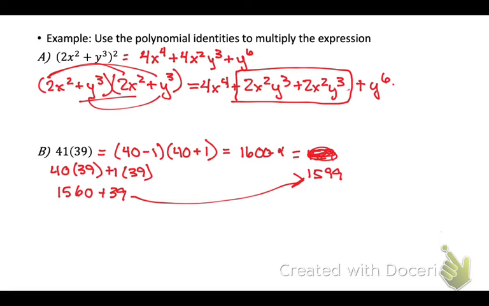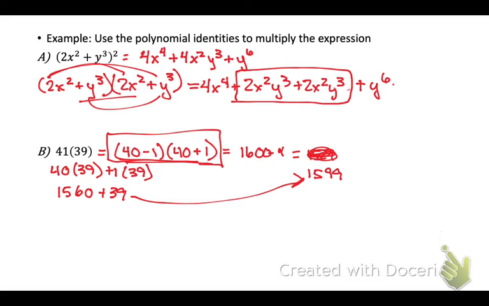Wait, the second one, can't you just do 40 times 40 and then take one away? That's what we did. Or 41 and 39. That's what you're doing. This is what you're doing to do that.